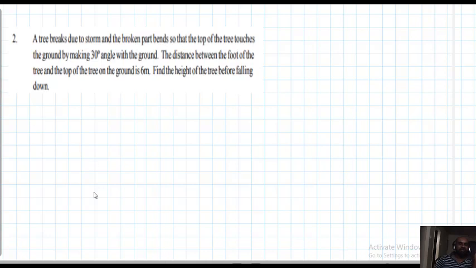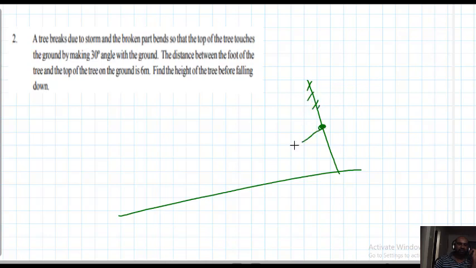Okay, the diagram is important. First of all, I will explain roughly. This is the ground. This is the actual tree. Okay, it is broken here at this point. This portion is bent down and that portion is making 30 degrees with the ground. So what is the question? We want to find the actual height of the tree before it broke.